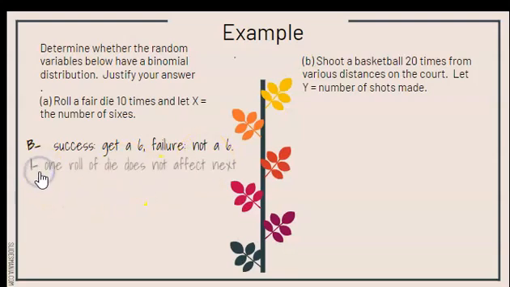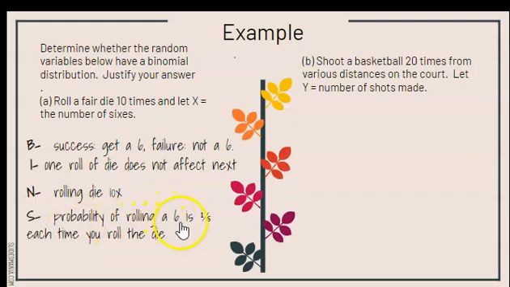Then I check I, for independence. It is true that one roll of a die does not affect the next roll of the die, so they are independent trials. And N is the number of times I'm doing it. Well, it tells me in the question I'm going to roll a die 10 times, so that's clear. And then S: is the probability of rolling a 6 the same every time? Well, yeah, it's 1 out of 6 every time you roll the die. So this meets all 4 criteria, so it is a binomial distribution.